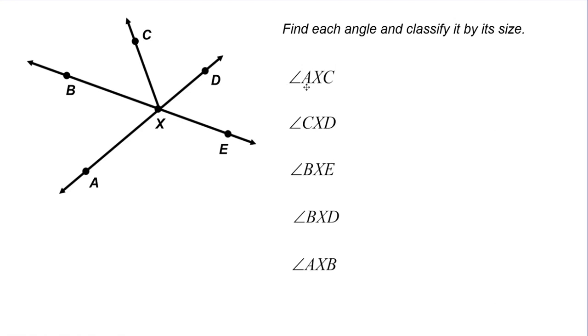So let's find these angles, and to find them, we're basically going to trace out the letters in order. Angle AXC. So here's A, here's X, and here's C. So angle AXC is referring to this angle right here, this space between these two lines right here. So there's angle AXC. We found it. Well, what type of angle is that? Is that an acute, obtuse, right, or straight angle? That is a pretty wide open angle. That is an obtuse angle there.